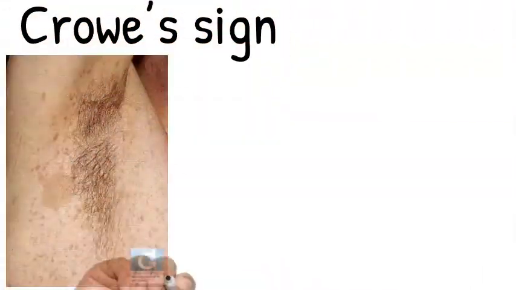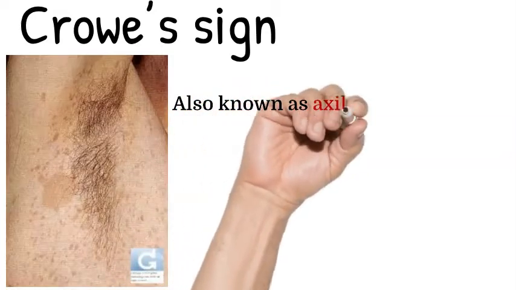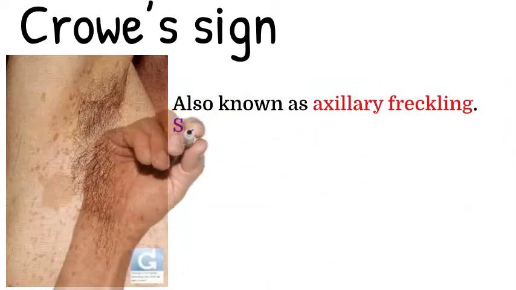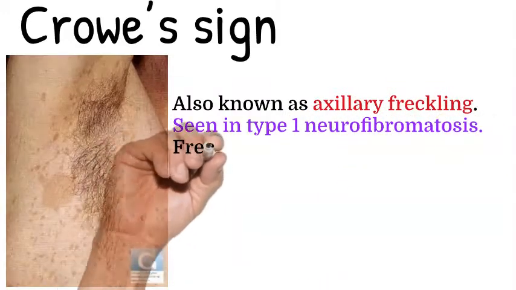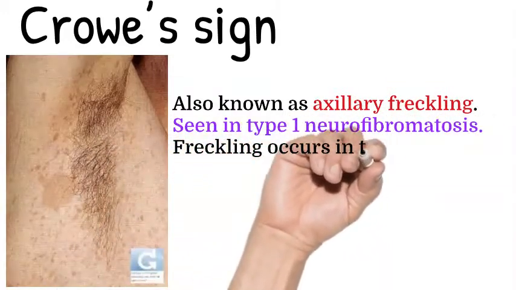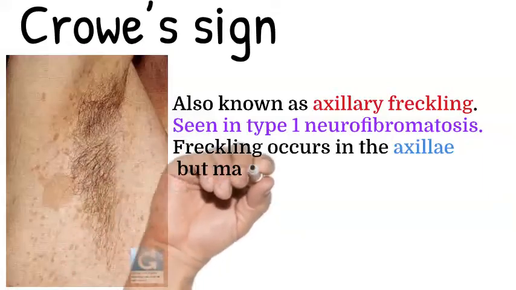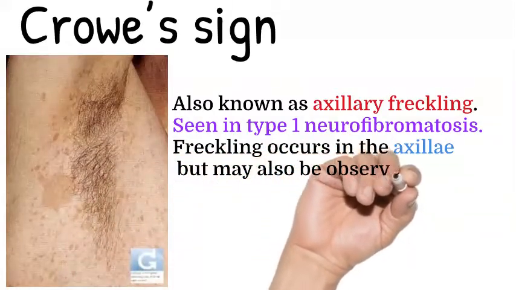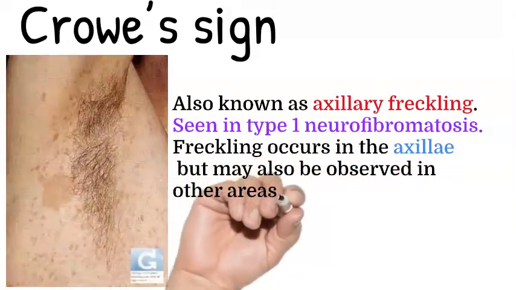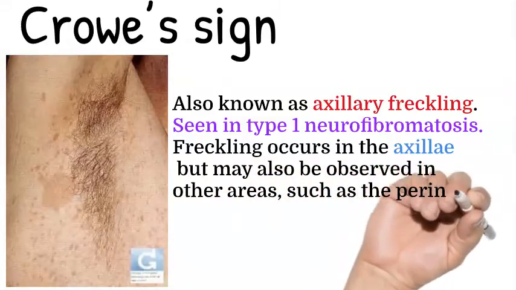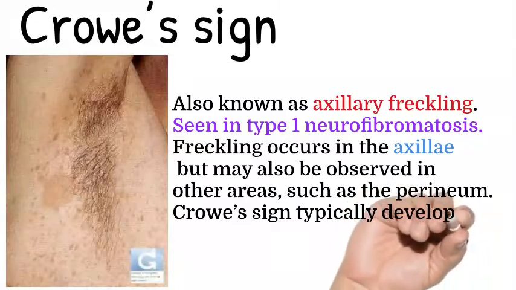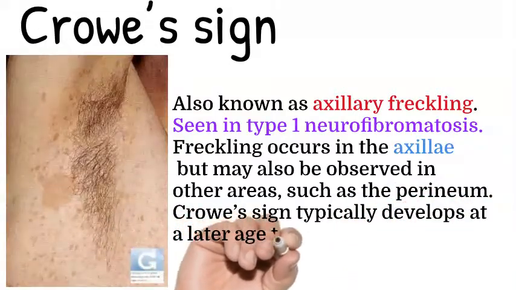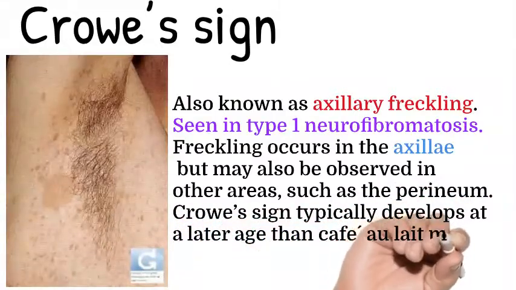Crowe sign. As you see in this picture, it is also known as axillary freckling, and this is seen in type 1 neurofibromatosis, where freckling occurs in the axilla, but may also be observed in other areas, such as perineum. Crowe sign typically develops at a later stage than café au lait macules.